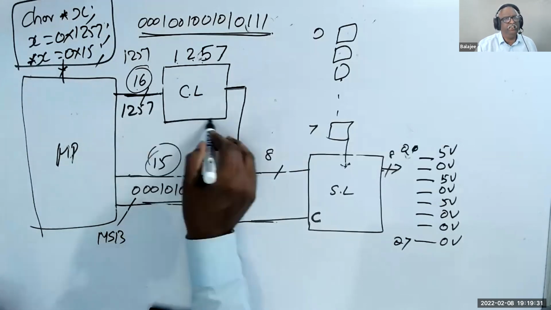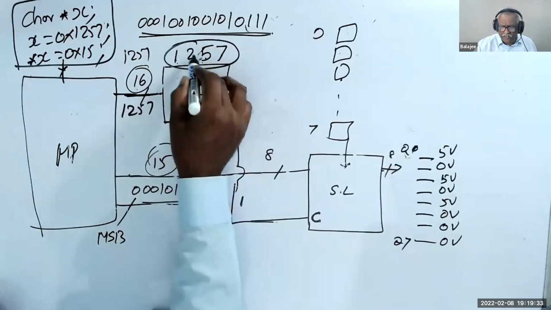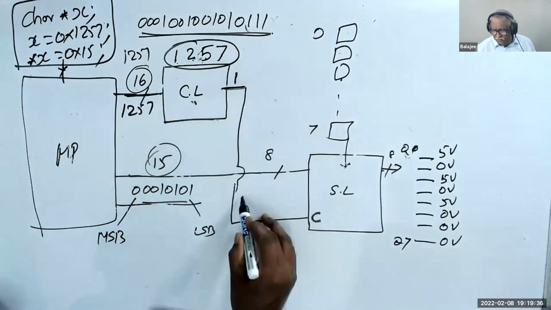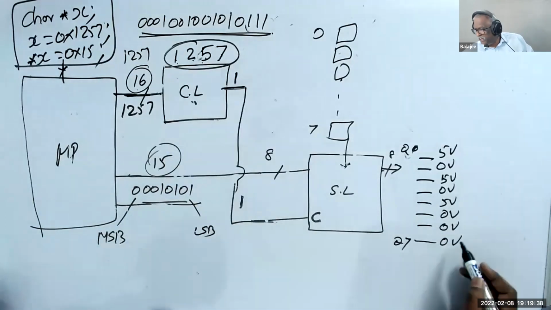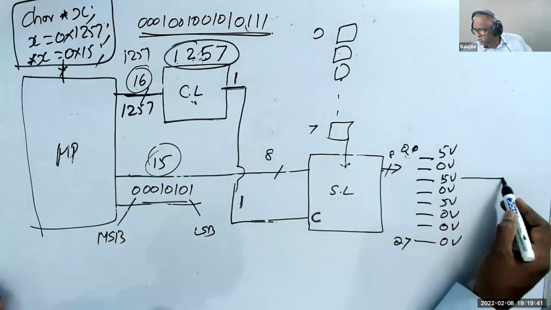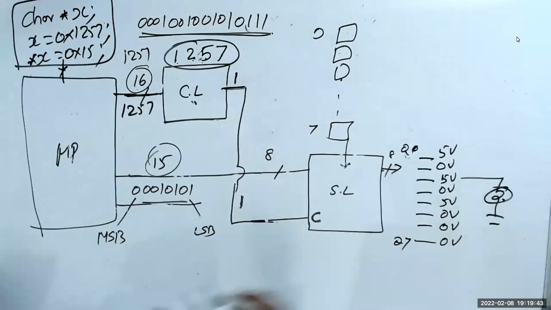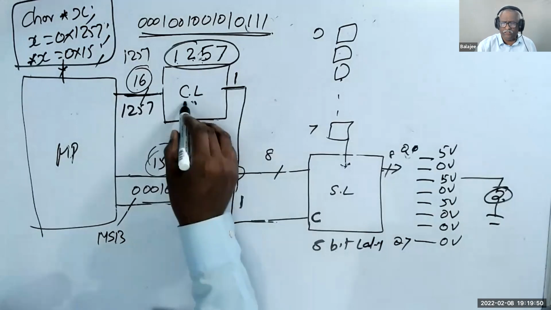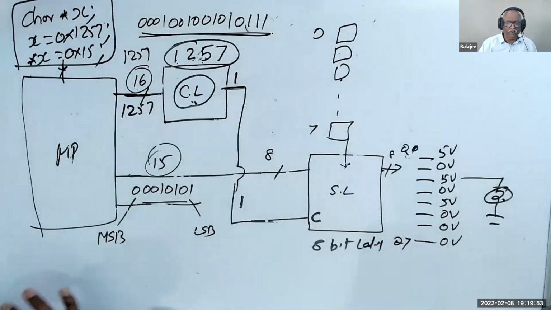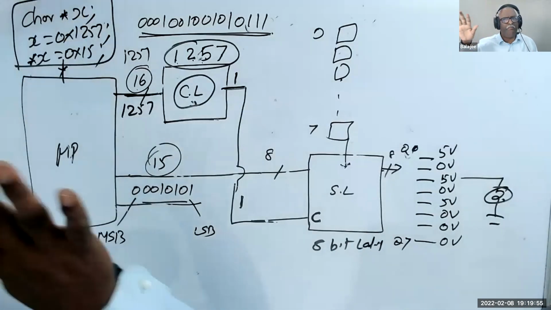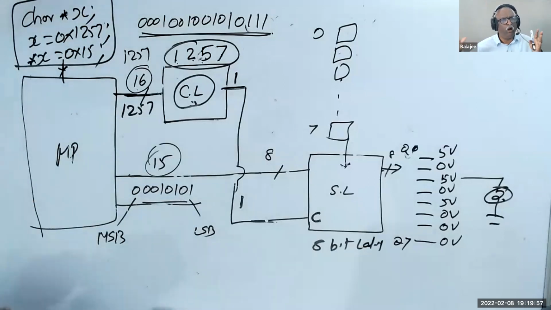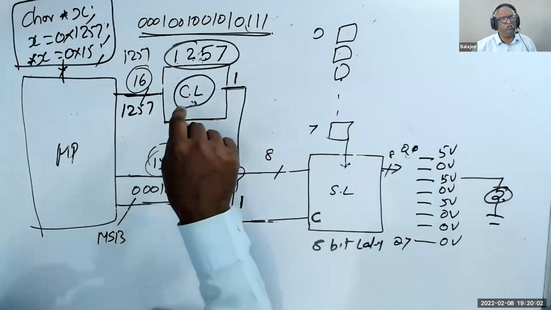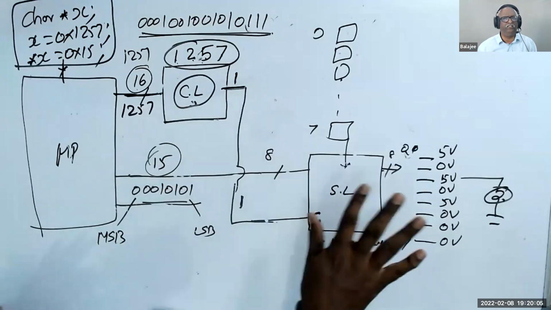Since this is a combinational logic, if you get 1257, we make this a 1. That comes here and goes here. If you connect a bulb here, that will turn on. So now you understand the purpose of this 8-bit latch and the combinational logic, and how it is working in your system. This is what you are going to do in the entire embedded system programming. This is what embedded system programming is all about. I have just given you the application of combinational logic and sequential logic. Please understand.